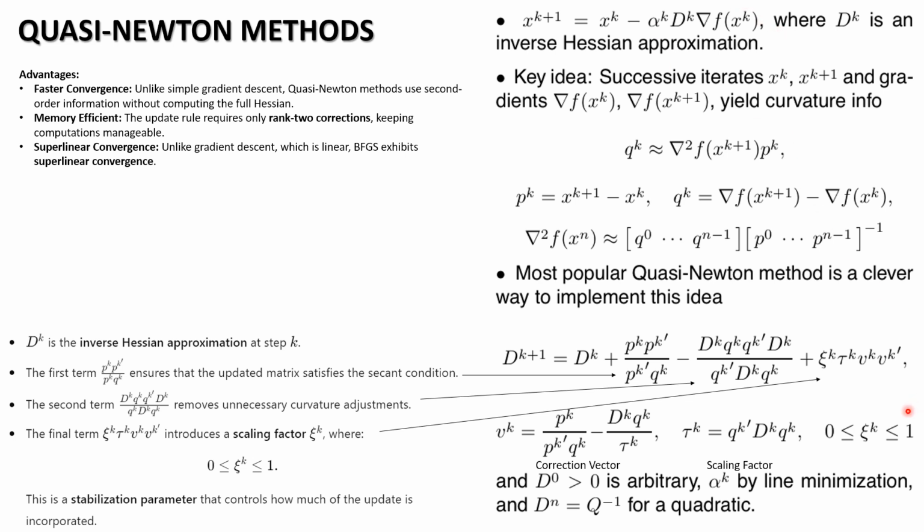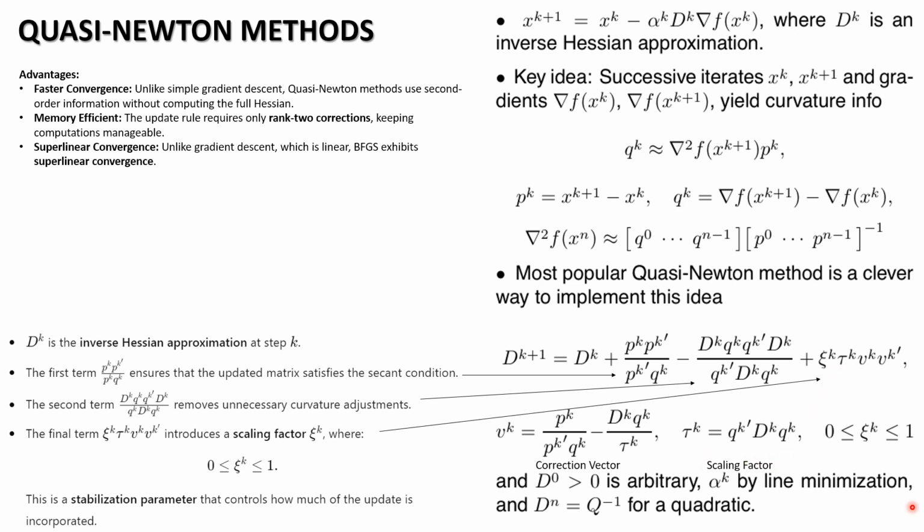Several auxiliary terms appear in the formula. The first one is a correction vector vk, vk multiplied by vk transpose. This vector helps refine the inverse Hessian update. We can name this the correction vector, and the scaling factor tau k. Tau k controls the step length adjustment.